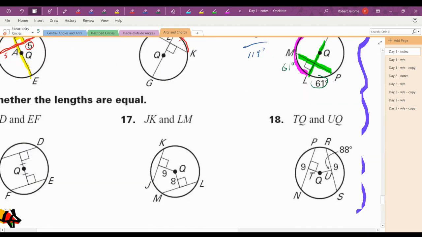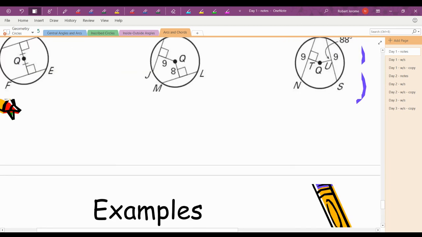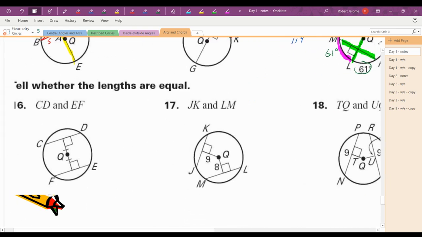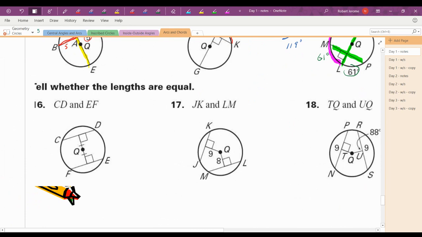Okay, let's see what else we have on our next slide here. Tell whether the lengths are equal. So CD and EF. Since they are equal distance from the center, then the chords are congruent. So that's a yes.